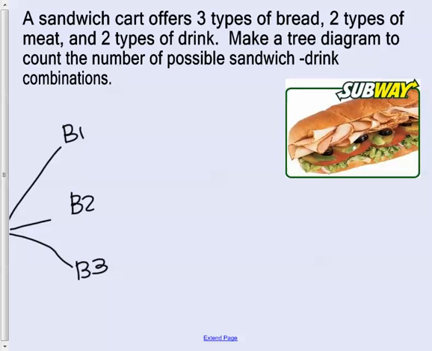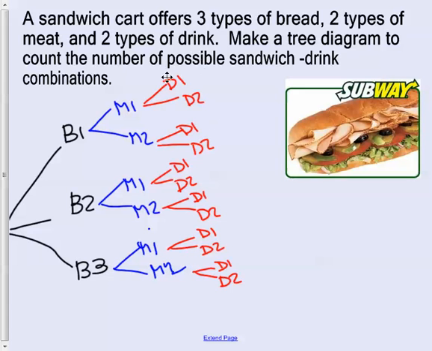I'm going to show you in each different color. So here would be the meats, and then for the drinks, let's do that in red. We would have, again, 2 options, and then, so let's look at each and every option that we have. So with bread 1 and meat 1, we have drink 1 and drink 2. With bread 1 and meat 2, we have drink 1, and we also have drink 2.